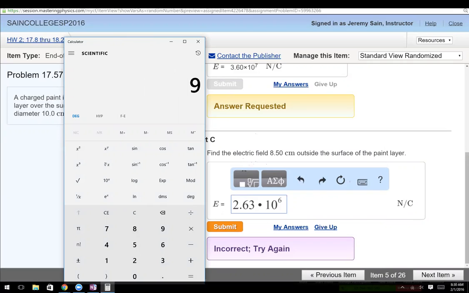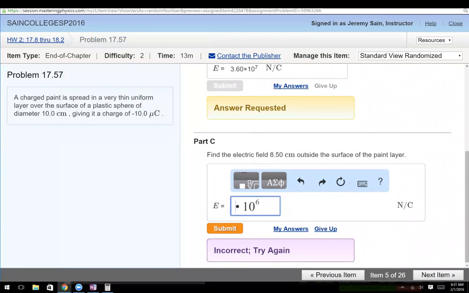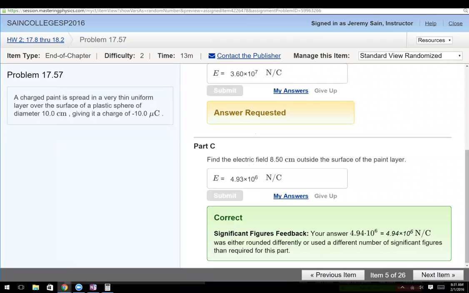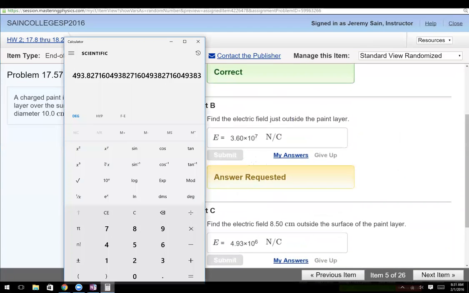And divide that by 0.135. So let's change that to 494. See if that works. Okay, yeah. I'm still trying to get the first answer right. So that one should just be 9 and then divided by 0.05 squared.